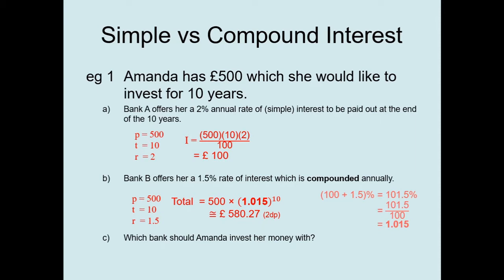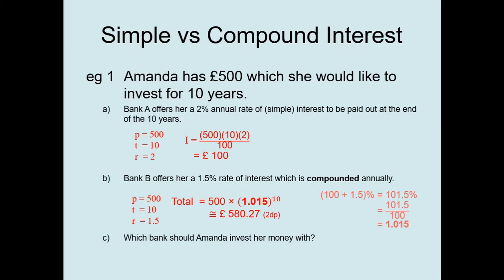That's generally what's expected. So now, which bank should Amanda invest her money with? Be careful with this. I know what you're thinking. You're looking at option A, £100, and option B, £580 and 27 pence. But be careful because option B is the total amount she will have at the maturity of her investment, whereas option A is just how much interest she has earned.